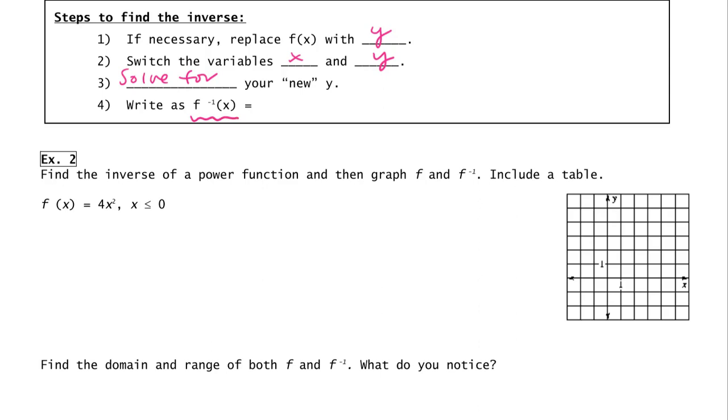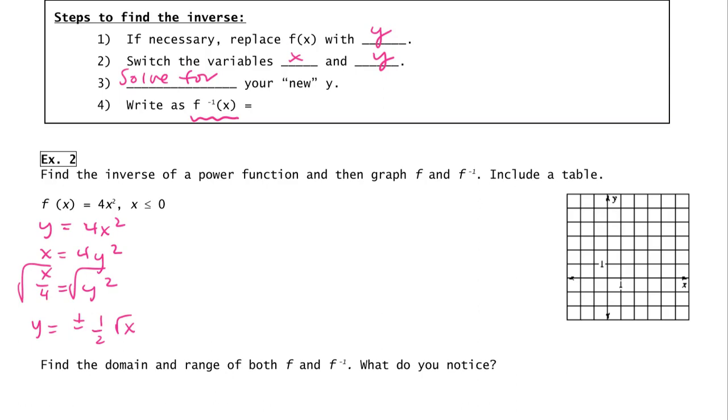Okay, 2, find the inverses of a power function and then graph f and f inverse. So to find this inverse, it says replace f of x with y. It then says to swap them. Now you're going to go ahead and solve for y. So we're going to divide by 4. Then we're going to take the square root. So y is going to be plus or minus 1/2 root x.